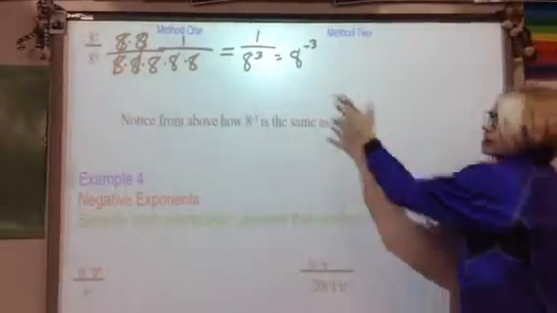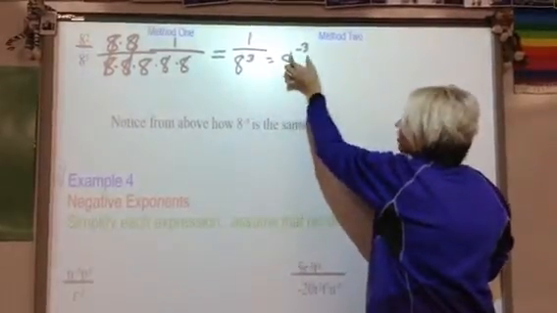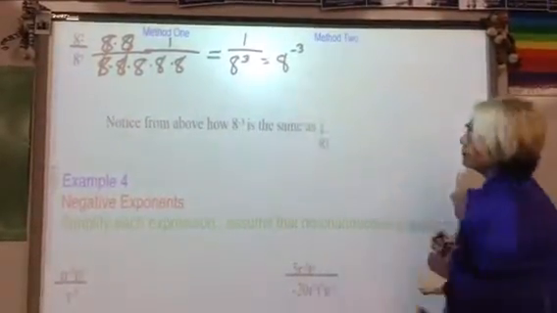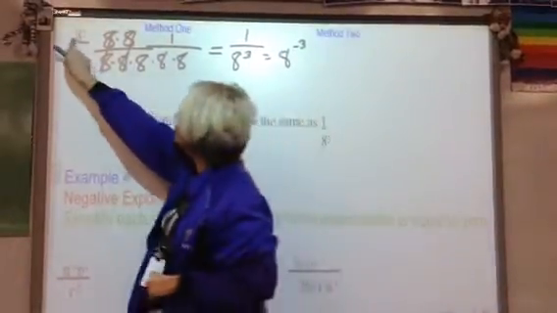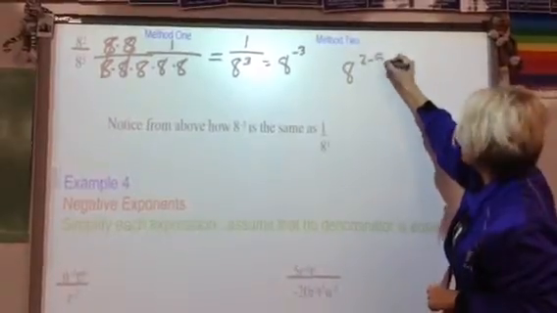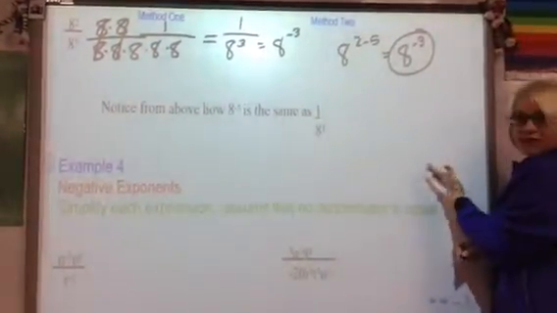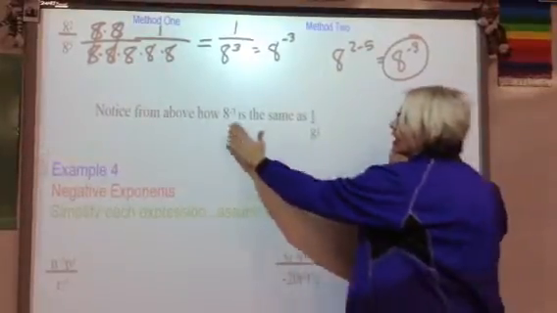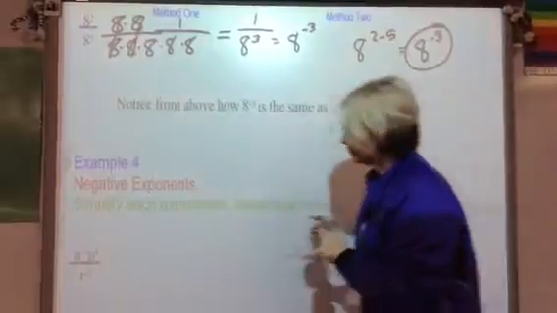Because anything in a denominator here would be a reciprocal of 8 to the third, which we write in this form. The other way you could solve this is you could say, okay, this is a base of 8, so I am going to subtract the powers, and that would be 8 to the negative 3. And that would be the same. 8 to the negative 3 is the same as 1 over 8 cubed. Those are the same thing.